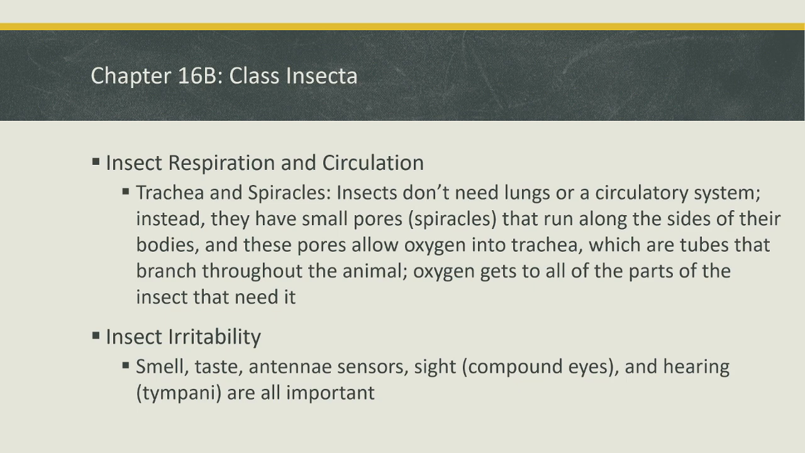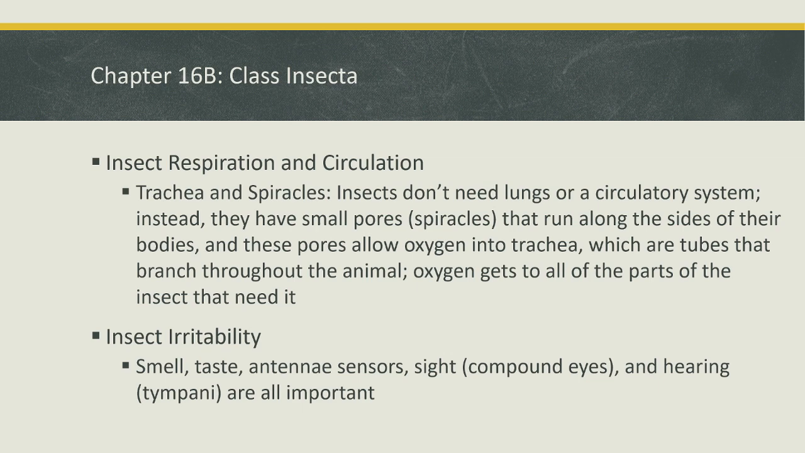And insect irritability. Irritability here means responding in some shape or form to a stimulus. It's not the I'm-so-annoyed kind of irritability. It's a response to a stimulus. Some of the different types of irritability that insects have: oftentimes they have sense of smell, sense of taste, antennae sensors that can sense any combination or some different combinations of these, or sometimes something slightly different. Sense of sight, usually with compound eyes, and sense of hearing with tympani.